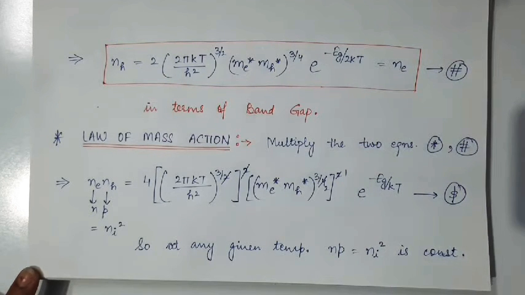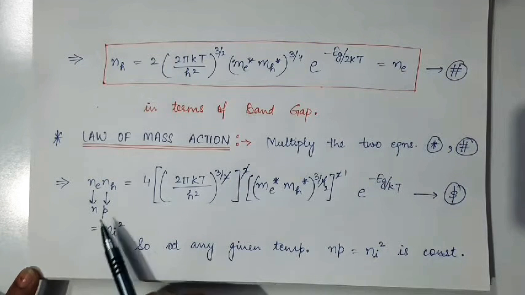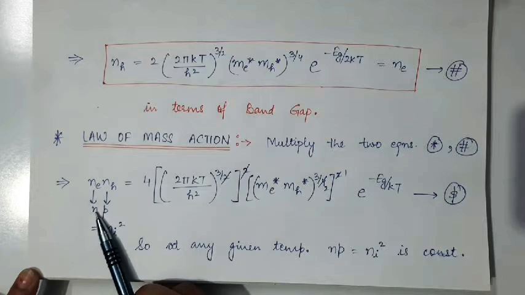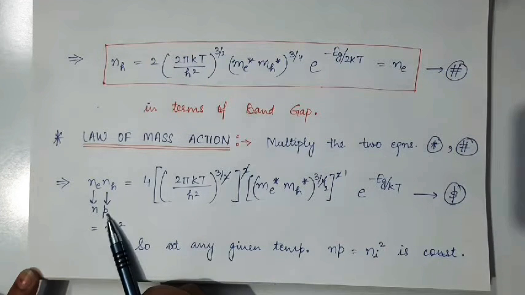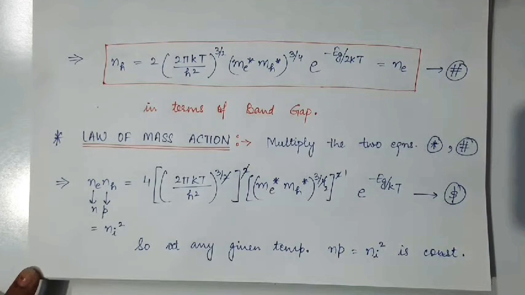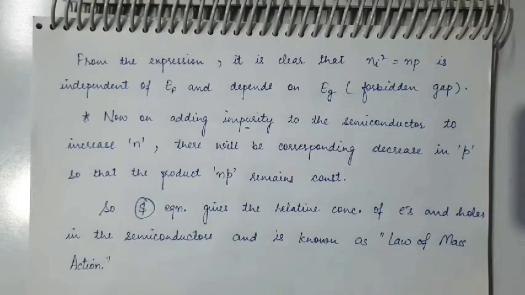Similarly, if we are adding P-type impurity to the intrinsic semiconductor to increase its conductivity, then the number of holes in the P-type semiconductor will increase, that is, if P increases, then N will decrease, so that this product NP is again constant, that is equal to Ni square. And this is known as the law of mass action. So this law gives us the relative concentrations of holes and electrons in case of semiconductors. So this I have already told you.